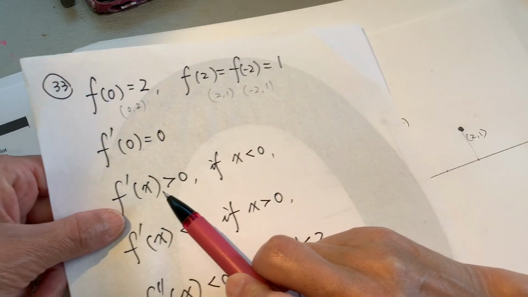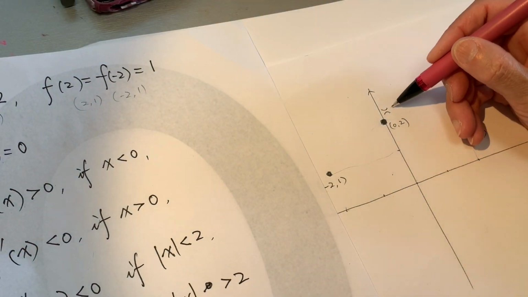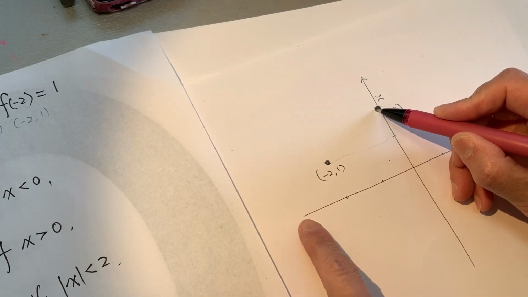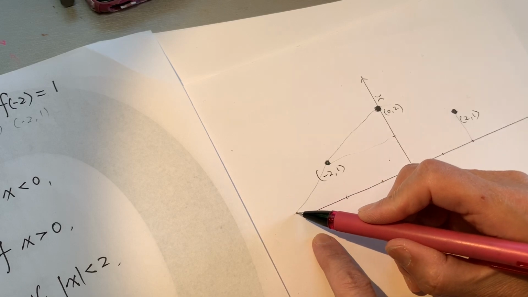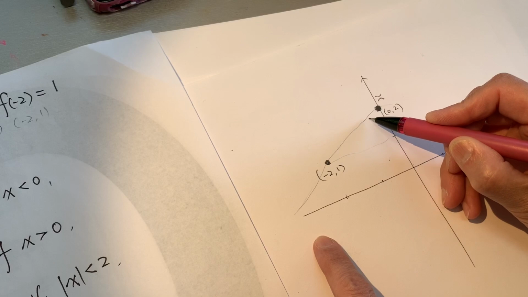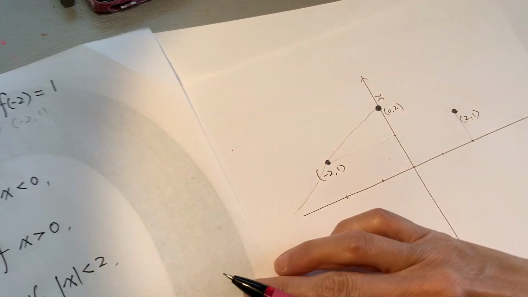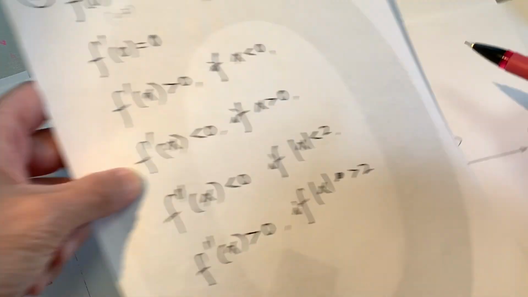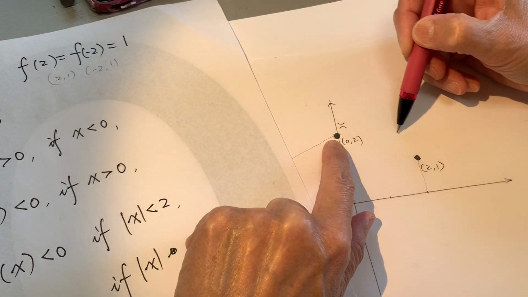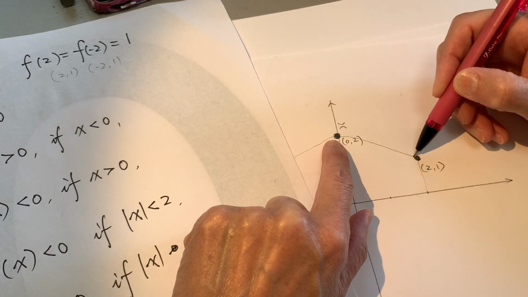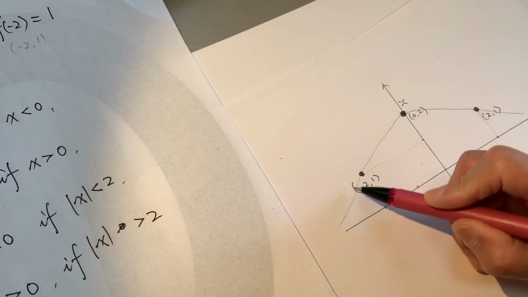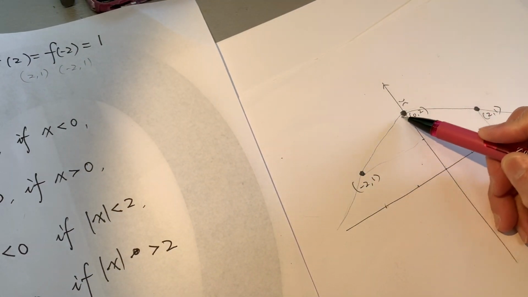So f prime of x bigger than zero means it's going uptrend. If x is smaller than zero, this is the trend. It's going upward, no matter this way upward or this way upward. F prime of x smaller than zero if x is bigger than zero. So on this side the slope is going down. Roughly we see this. We can do a straight line or any bizarre curve line, but we do not know the concave up or concave down.